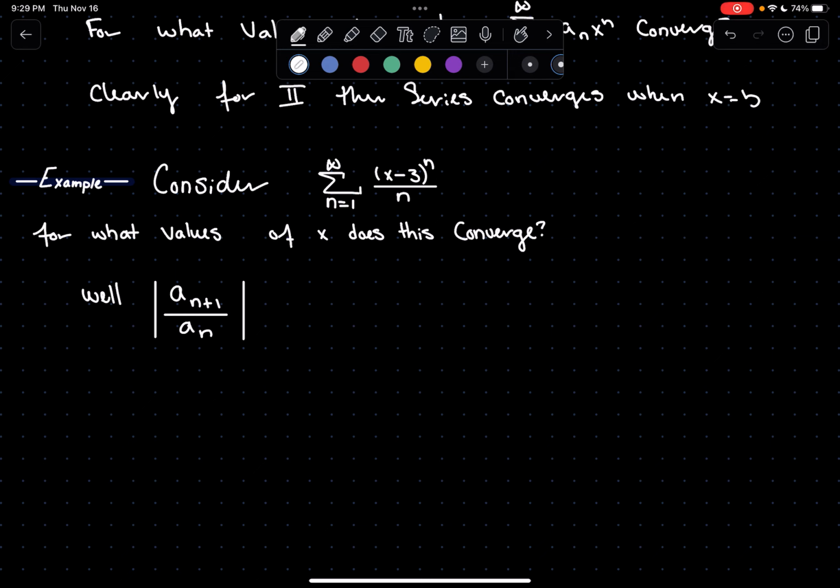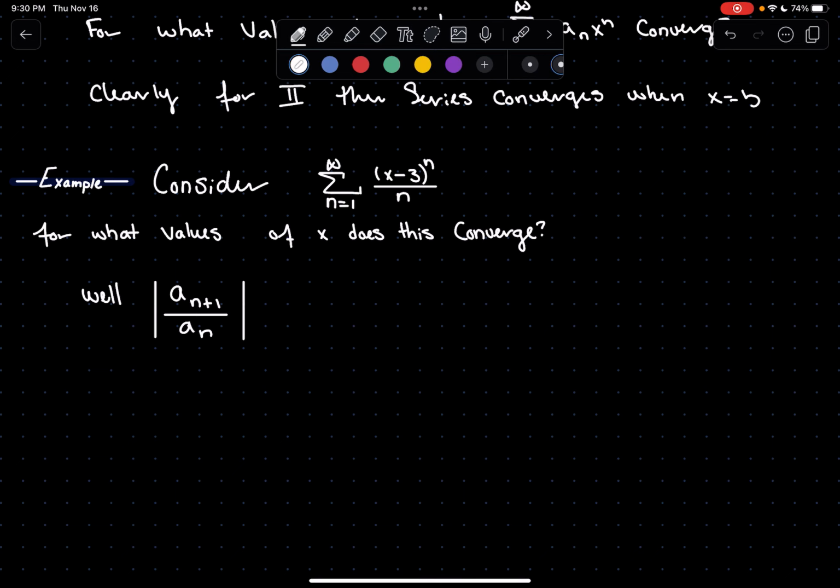So it could be possible for x minus 3 to the n, this guy up here, to be negative, right? For some values of x, specifically for x less than 3, that's always going to be a negative number. So it's important to still keep the absolute value here.